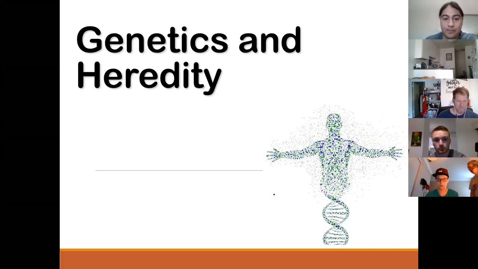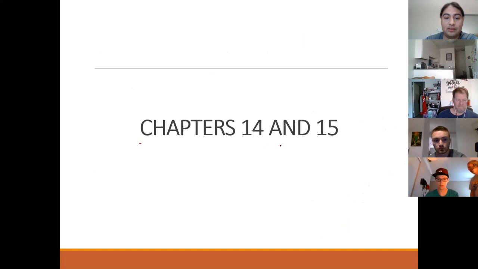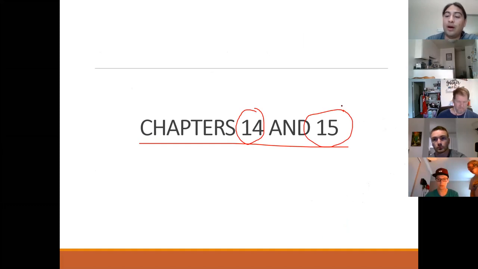Don't forget, this is for both editions, chapters 14 and 15. Most of the information is going to be in chapter 14, but chapter 15 is where we learn more about the probabilities and chances of breeding, and so on. So, chapters 14 and 15.